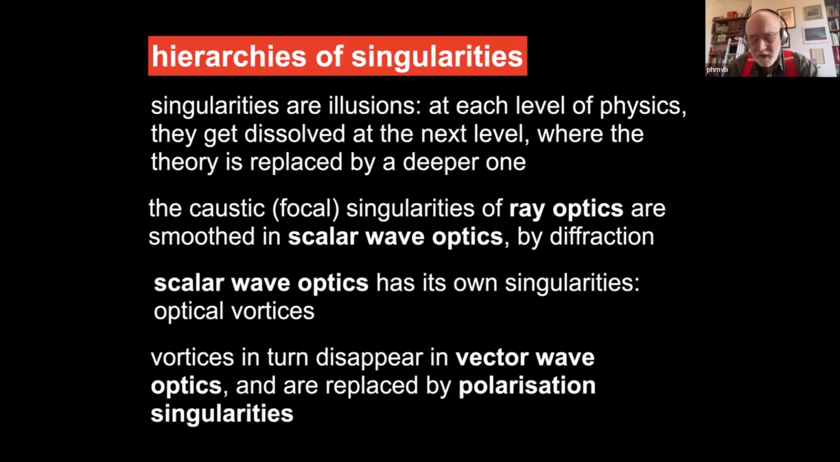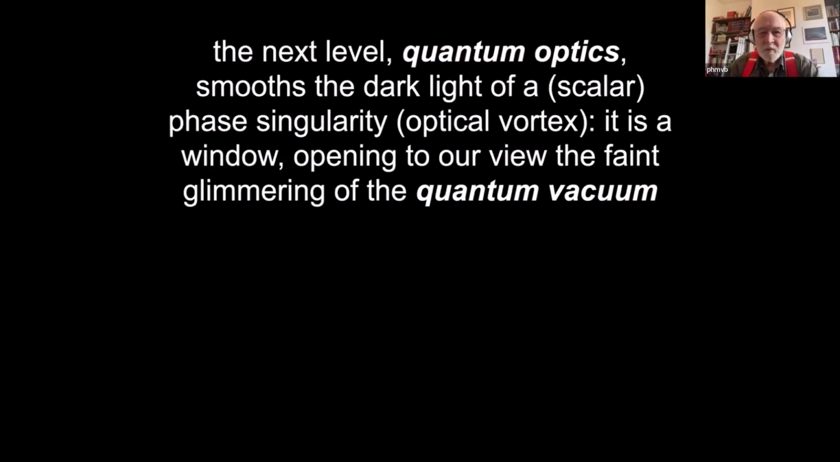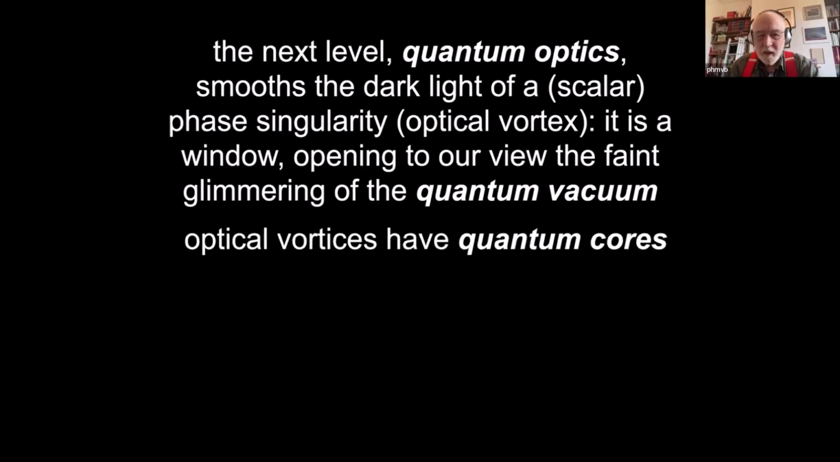Now, of course, that's not the end of optical science. We have, of course, quantum optics. There hasn't been much discussion at this meeting of quantum optics, as I remarked yesterday, but still, the fields are also phenomena which disappear and are replaced by quantum fields. So the question is, what happens to the vortices of scalar wave optics when you go to quantum optics? Well, quantum optics smooths the dark light of a scalar phase singularity, an optical vortex, which then is a kind of window opening to our view the faint glimmering of the quantum vacuum. Optical vortices have quantum cores.